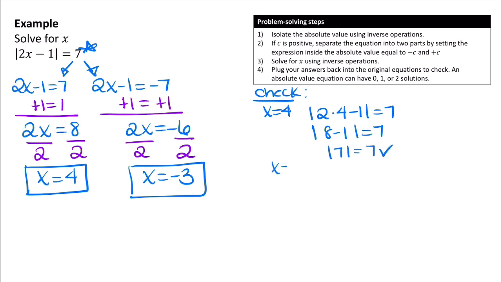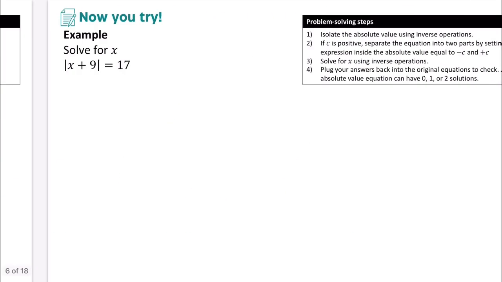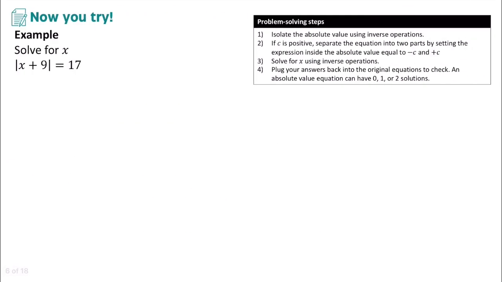If I check x equals negative 3, that's saying the absolute value of 2 times negative 3 minus 1 is equal to 7, which is the absolute value of negative 6 minus 1 equals 7. So that's saying the absolute value of negative 7 is equal to 7, and that's also true. So now you can go ahead and pause the video and try doing these examples on your own.